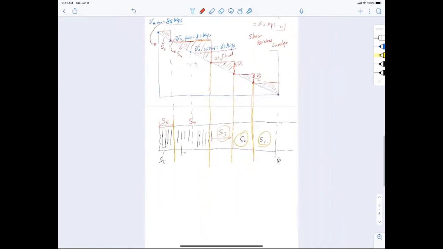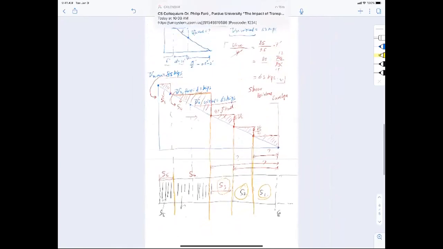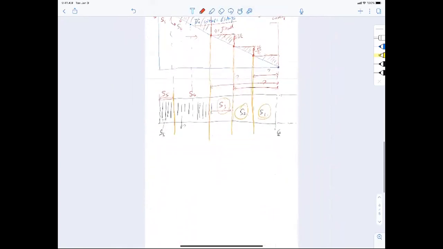So how do I determine the distance between this right here, and the distance between this right here, and the distance between this right here? How do I determine those distances? I'm going to use my similar triangle story, isn't it? I'm going to use my similar triangle story. So now with that, let me just take a little bit of your time. Say d, where is phi Vc divided by 2 and 4 lambda square root of f'c bw d? Where are those critical sections? Where are those division lines at, right?